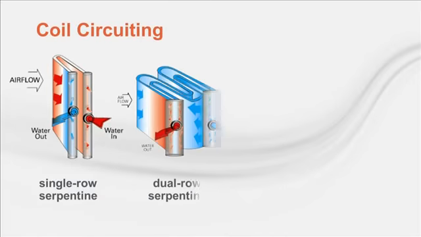This next diagram shows dual row or double serpentine circuiting. For these coils, 2 rows of coil tubes are fed simultaneously with water. This allows for the same water flow rate to enter the coil supply header, but will effectively reduce the water velocity in the tubes by 50%. This is a great method to reduce the water pressure drop while maintaining the coil capacity and becomes a more common selection, especially with longer cooling coils.